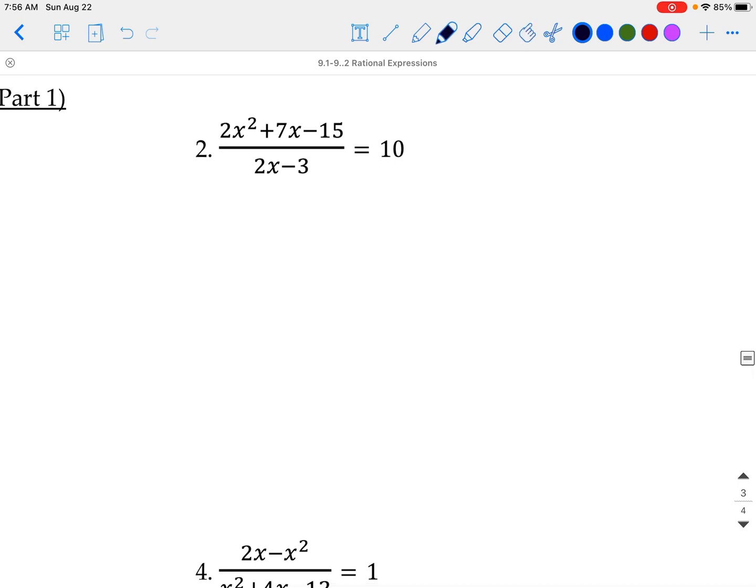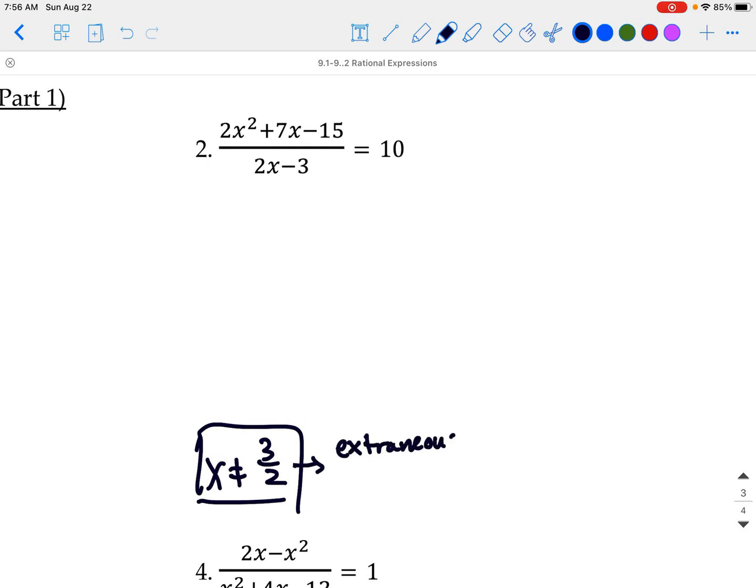So for number 2, what we'll note first is that x cannot equal 3 over 2. So again, if we end up with an answer of x equals 3 over 2, we would say that this is an extraneous solution, which means it is not in the domain. All right, so let's go ahead and factor here.